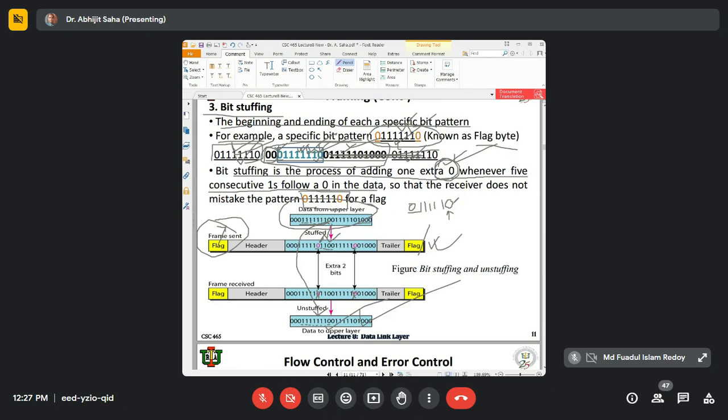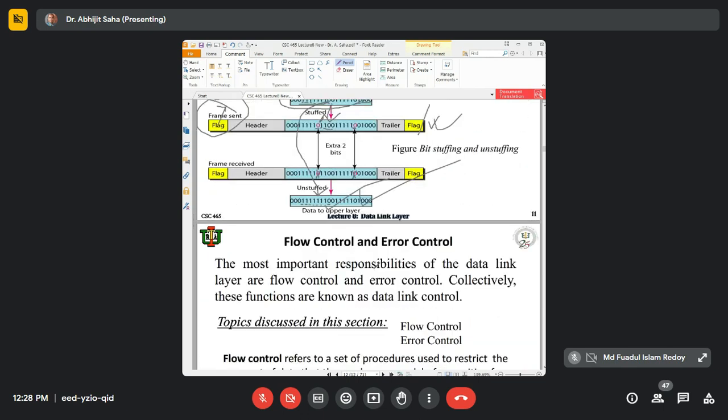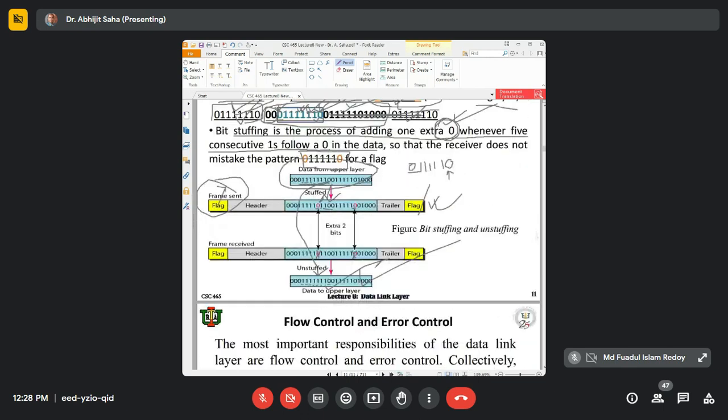If you find a zero followed by five ones, that means the next bit, you are going to add an extra bit. So there is no confusion with the starting frame and the ending frame. Is it clear? Sir, this is similar to byte stuffing.